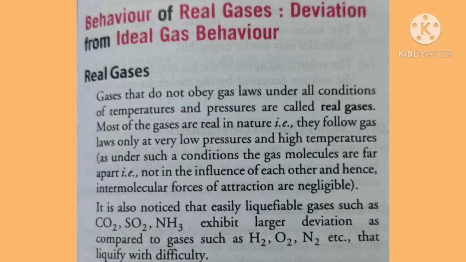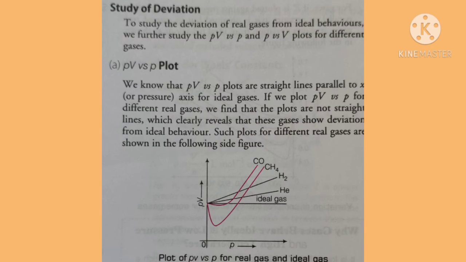That is one point of kinetic theory of gases. It is also noticed that easily liquefiable gases such as carbon dioxide, sulfur dioxide, ammonia exhibit larger deviation as compared to gases such as hydrogen, oxygen, nitrogen, etc. that liquefy with difficulty. Now we'll study about the deviation. To study the deviation of real gases from ideal behavior, we further study the PV versus P and P versus V plots for different gases.